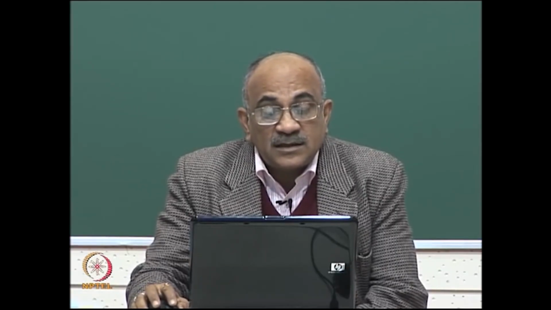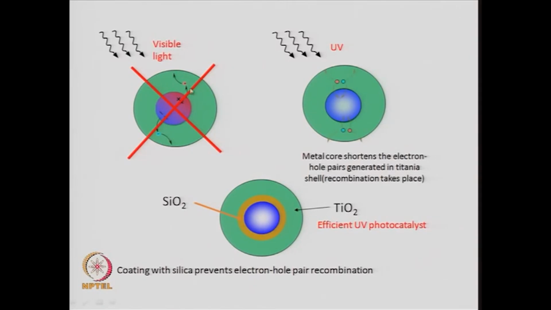Now, if you have metal particles covered with SiO2 or TiO2, then the visible light is not active, because TiO2 will not generate electrons or holes, because the band gap of TiO2 is 3.2 electron volts, and the visible light is insufficient in energy to create electrons and holes. So, this is not possible.